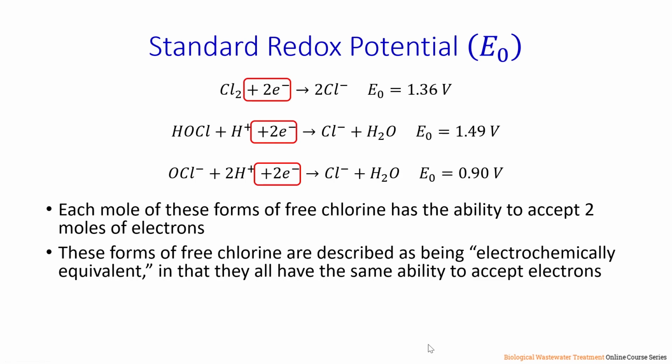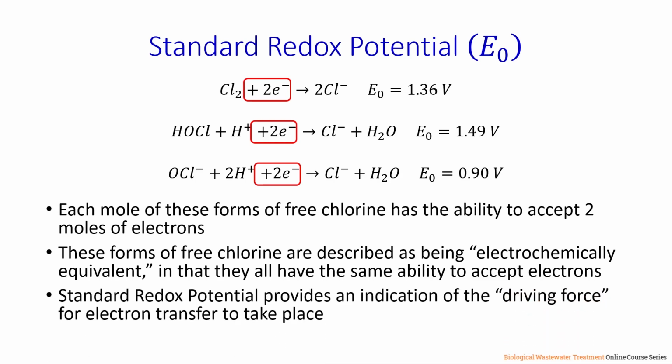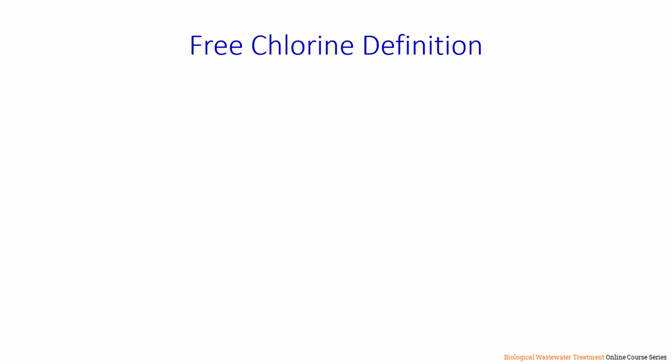It's important to recognize that the ability of a molecule to accept electrons is not the only thing that we care about. In fact, the standard redox potential provides an indication of the driving force for electron transfer to take place. So even if these molecules are electrochemically equivalent, it turns out that HOCl is the strongest oxidant among these forms of residual chlorine because it has the highest standard redox potential.